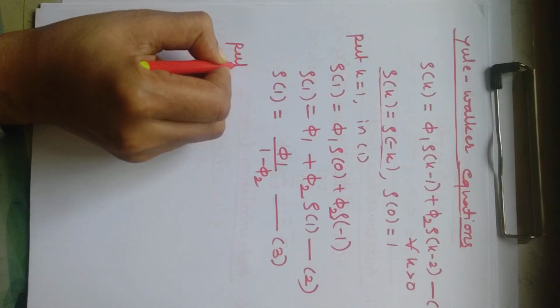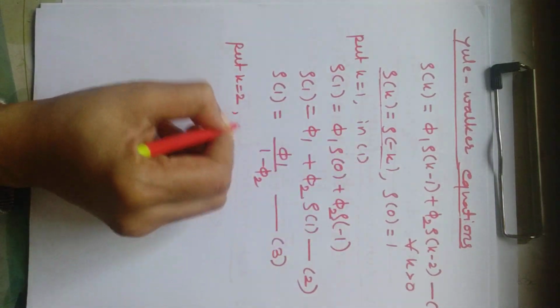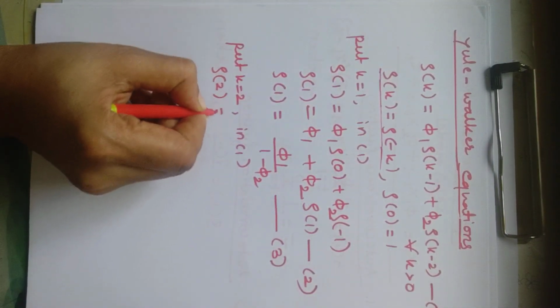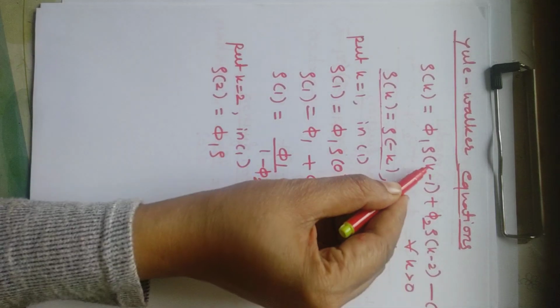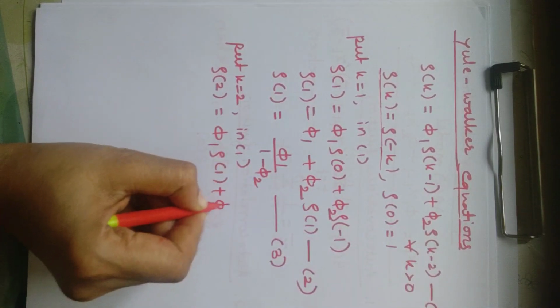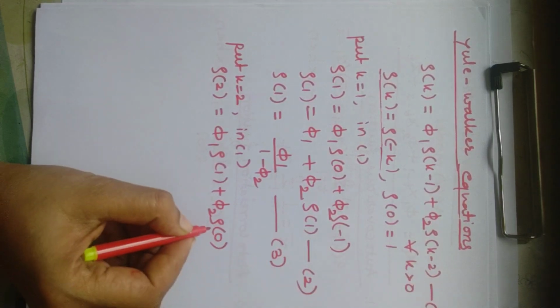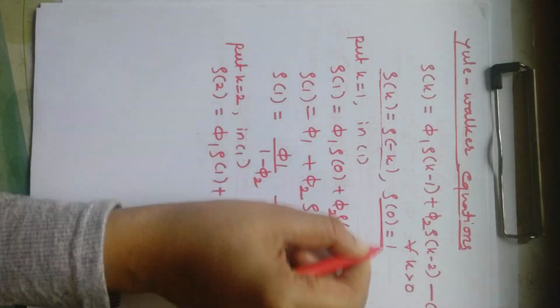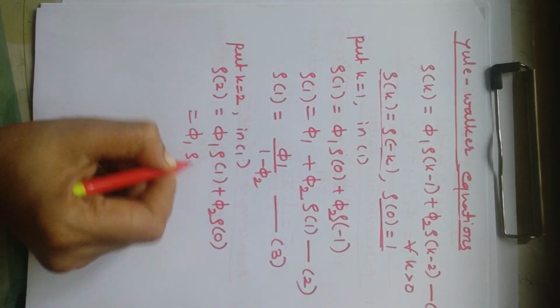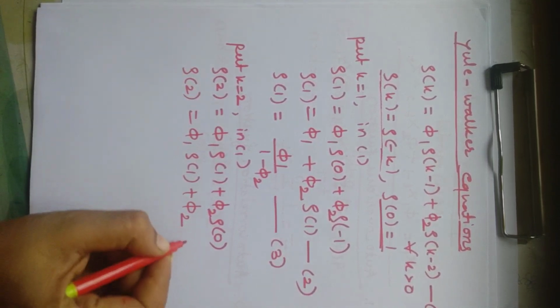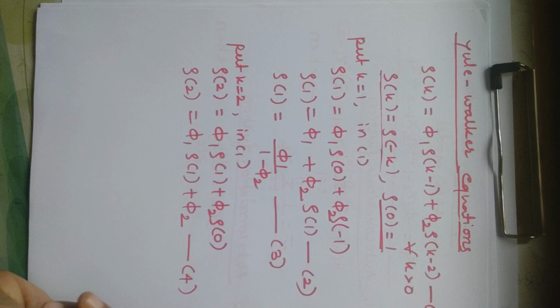Then put k is equal to 2 again in equation 1. So here k is equal to 2. So rho of 2 is equal to phi1 rho of 2 minus 1, which is rho of 1, plus phi2 rho of 2 minus 2, which is rho of 0. But we know that rho of 0 is 1 from this property. So rho of 2 is equal to phi1 rho of 1 plus phi2. I will call this equation 4. So equations 2 and 4 are the Yule-Walker equations.